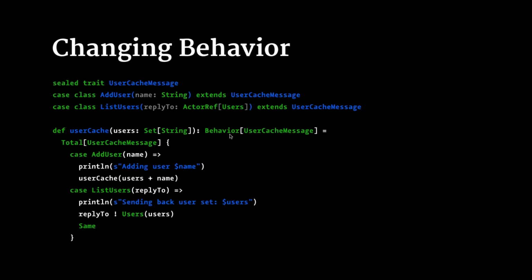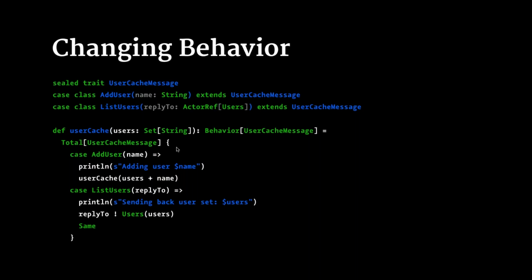So now, my behavior definition, we're using total in here because we want to define a total function. But you'll notice that I'm using def in here. Just like our def receive on a regular actor can have parameters, and that parameter is one way in which we can keep state throughout behavior changes. We're using the same trick in here. So we can only create a behavior if we call this method user cache and provide a set of strings. So evidently what's going to happen is we're going to start this actor with an empty set.